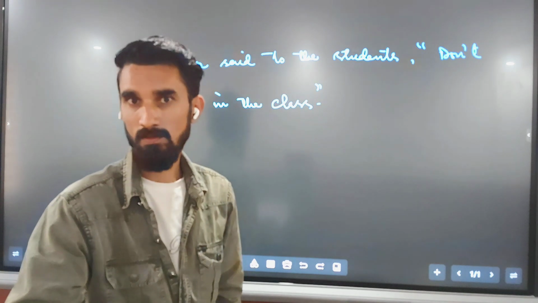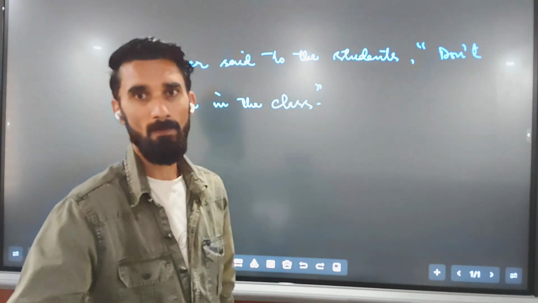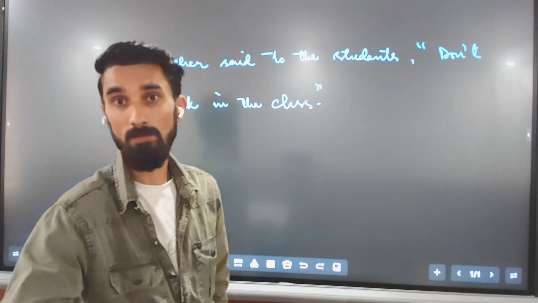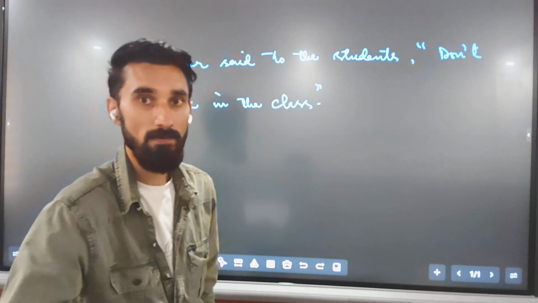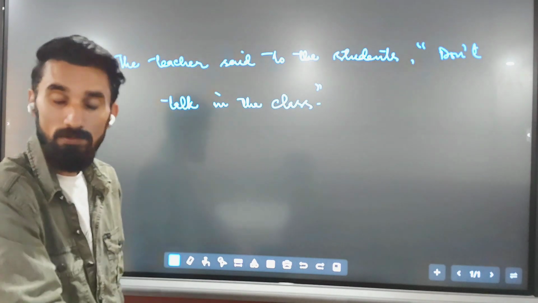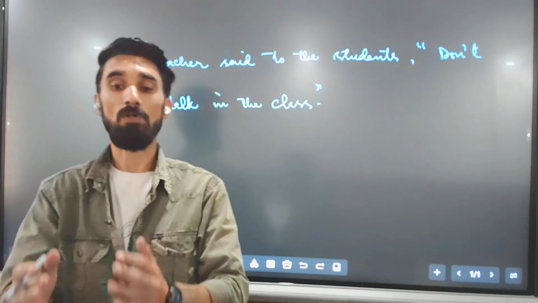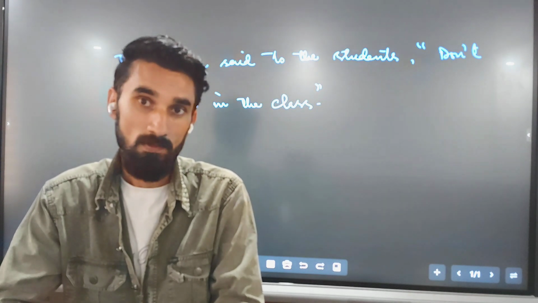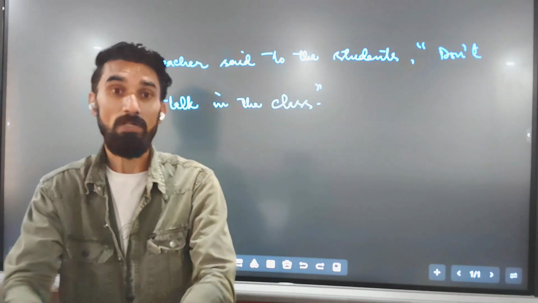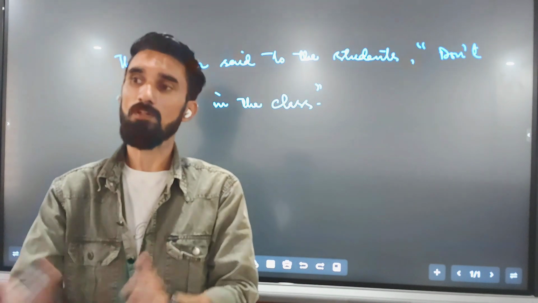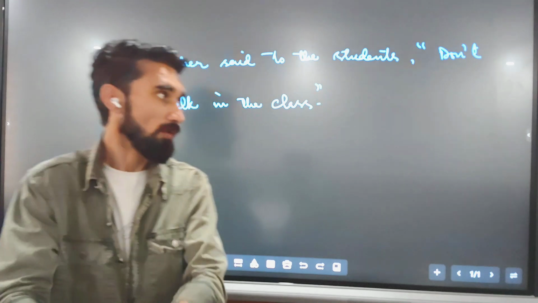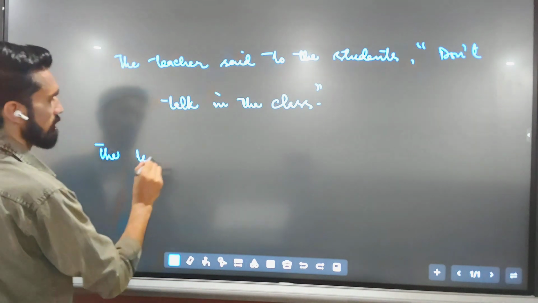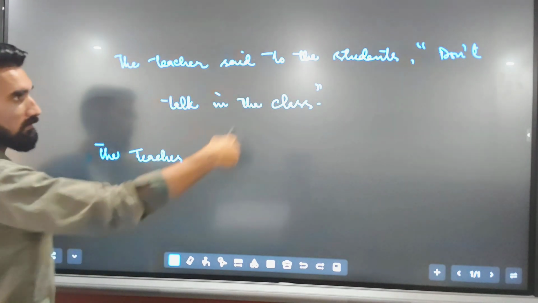To prohibit means to stop someone from doing something, or you are forbidding someone means you are stopping someone from doing a particular thing. So here also in this sentence, there is a kind of prohibition. The teacher does not want the class to talk, and he is prohibiting the class, he is stopping them from some particular action. So here you will replace the word with what? The teacher has seen in the reported speech.